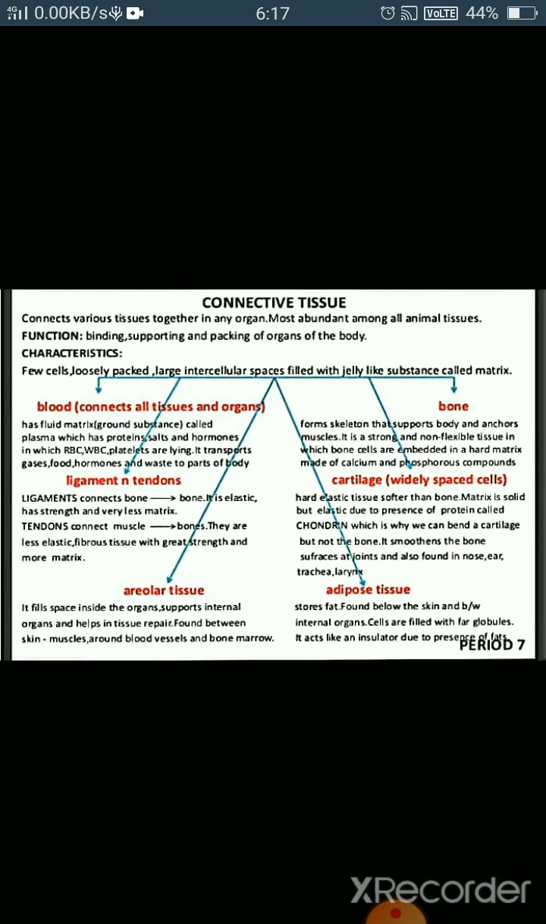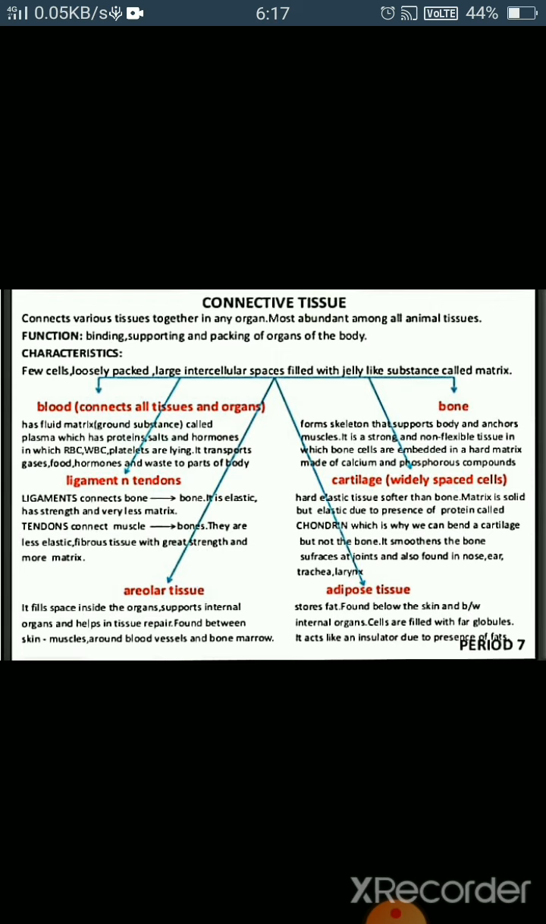Ligament is a connective tissue that connects bones to bones, and it is elastic, has strength and very less matrix. And tendons help to connect muscles and bones. They are less elastic, fibrous tissues with great strength and more matrix.